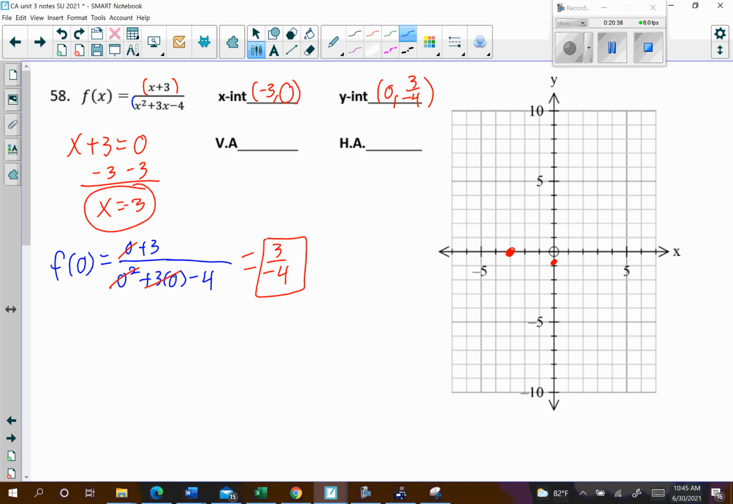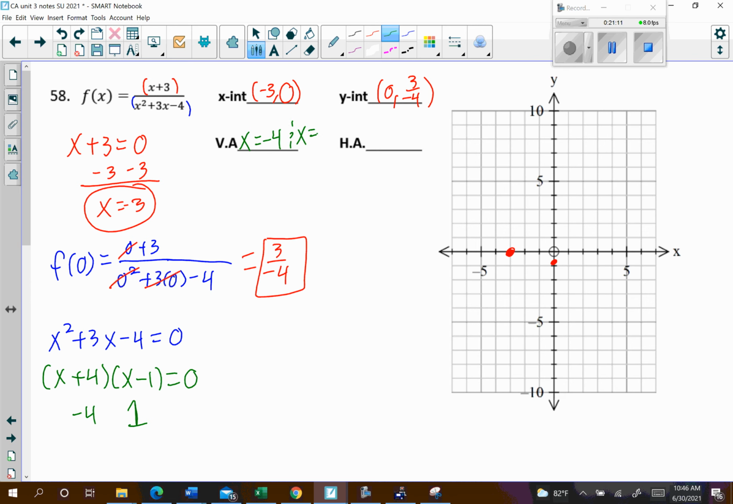Okay, vertical asymptotes: you have to take the denominator and set that equal to 0. So let's see, x squared plus 3x minus 4 equals 0. And this will factor into (x plus 4)(x minus 1). And so those vertical asymptotes are going to be at negative 4 and positive 1. So x equals negative 4 and x equals positive 1.